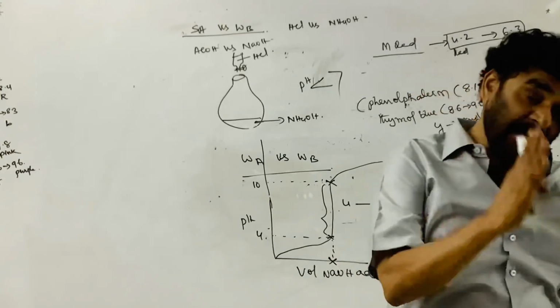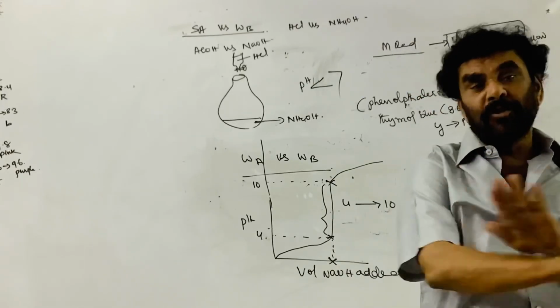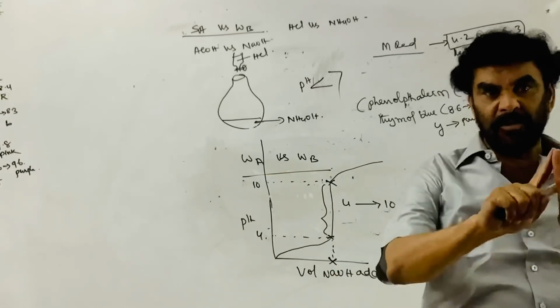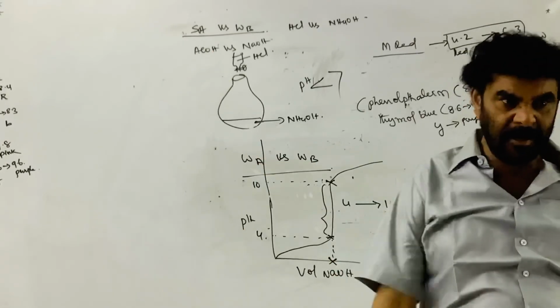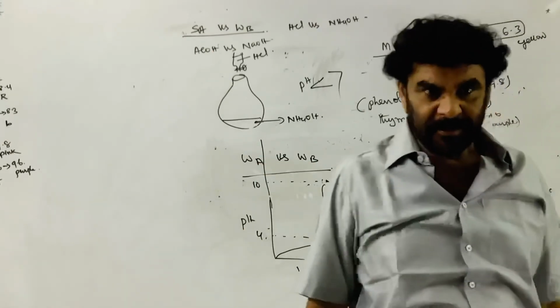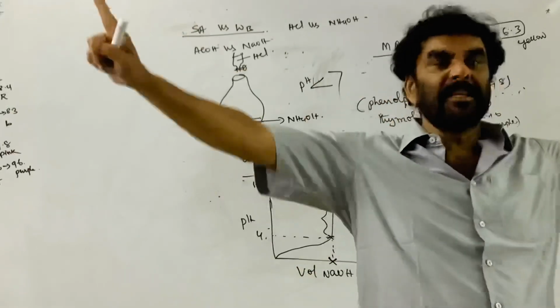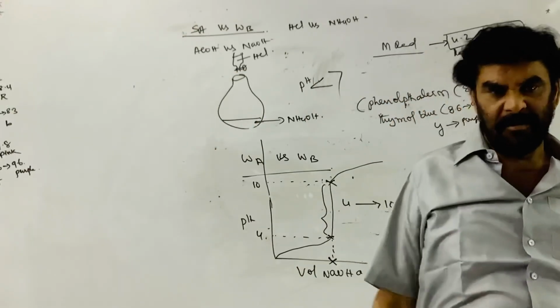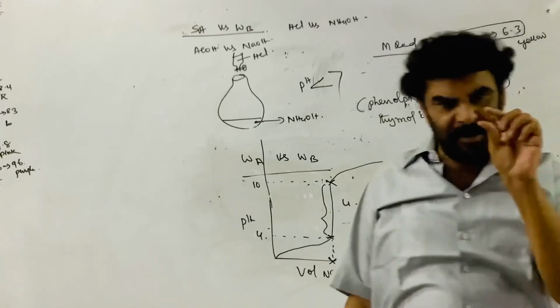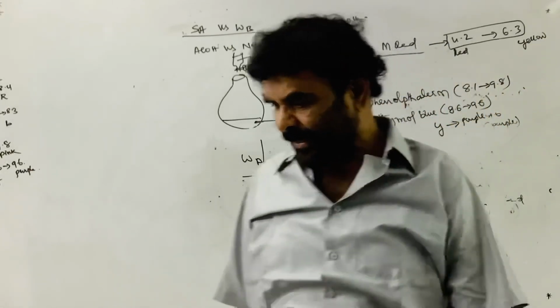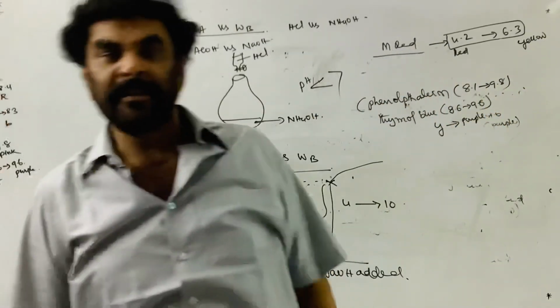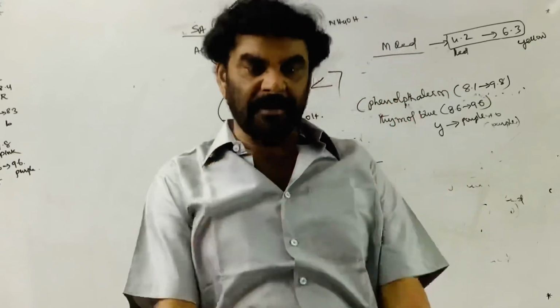Suppose it is a weak acid and a weak base, there will be no suitable indicator, there will be no sharp end point. Why? Because there will be very little fluctuation in the pH. Detecting the end point is very difficult. There, mixed indicators are used.